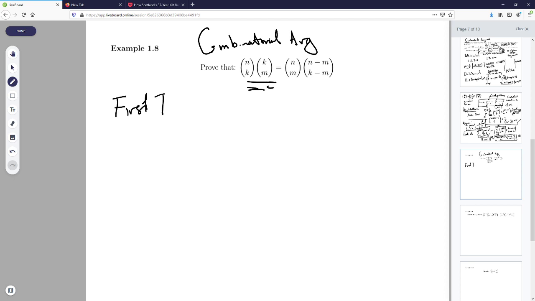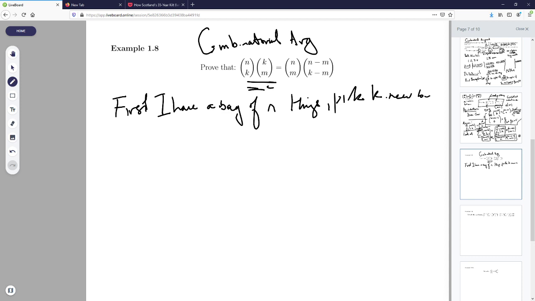So first, I have a bag of n things, and I pick k. Then basically what I do is I throw them all into a new bag. And then out of those k things, I pick m.